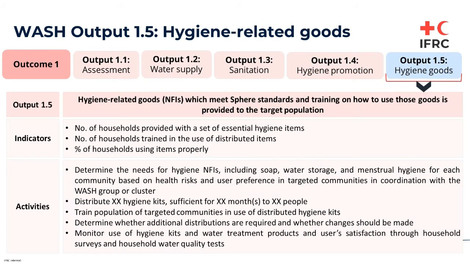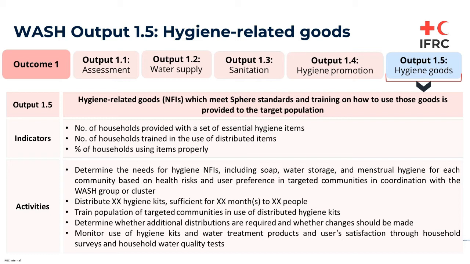Output 1.5 is on distribution of hygiene-related goods. In an emergency operation, when there is output 1.5, there should also be inclusion of hygiene promotion activities, which is output 1.4, and vice versa. Therefore, most of the time in most emergencies, these two outputs should go hand in hand. Another important point is when there is distribution of hygiene kits, there must be a training or orientation component. Therefore, this activity should always be selected.